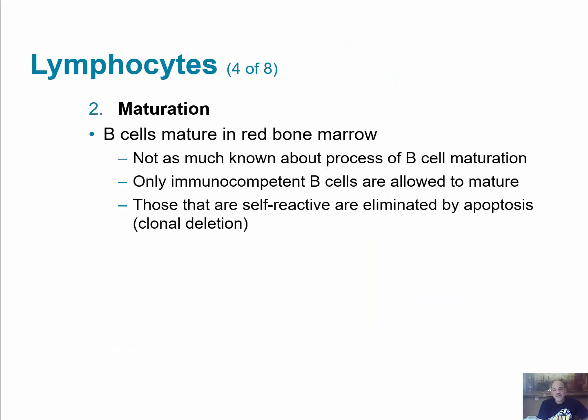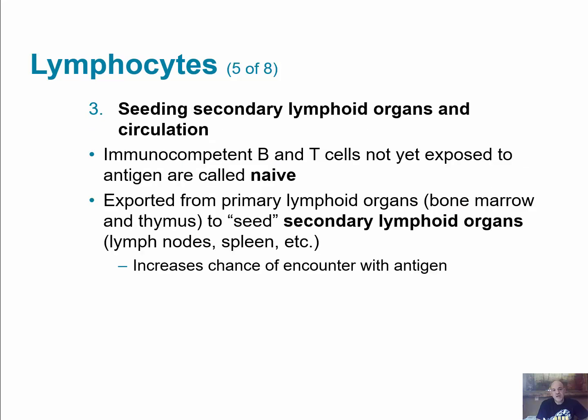For B cells, the process may be similar, but this is going to happen in the red bone marrow. Okay? And not much is known about this process for B cell maturation. But only immunocompetent B cells are allowed to mature. Those that are self-reactive are going to be eliminated by apoptosis, similar to what happens with the maturing T lymphocyte cells. So they go through clonal deletion also.